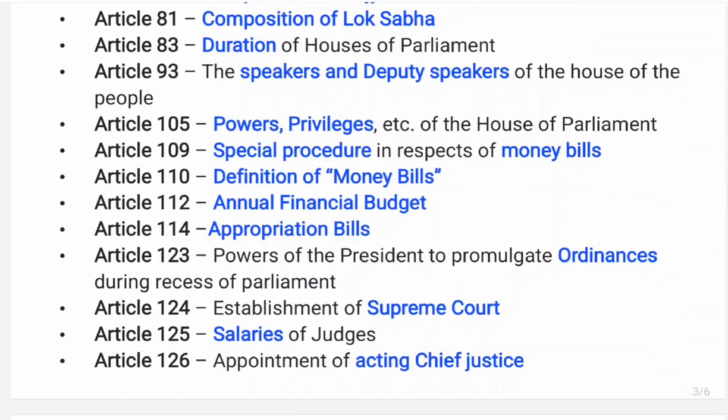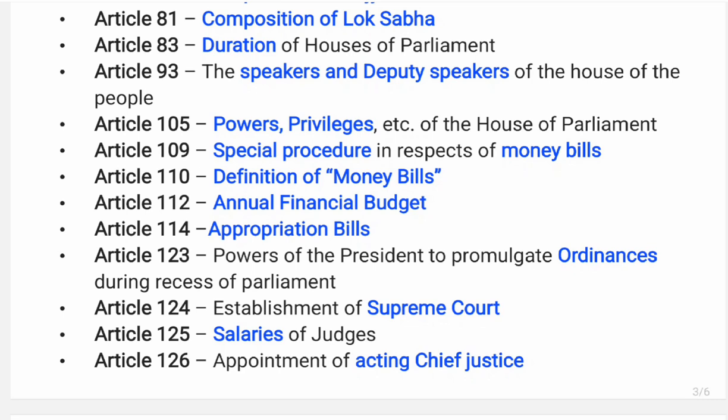93, Speaker and Deputy Speaker. Article 105, powers and privileges. Article 109, special procedure for money bills. Article 110, definition of money bills. This is an important article. Article 112, annual financial budget. This is also important. Article 114.